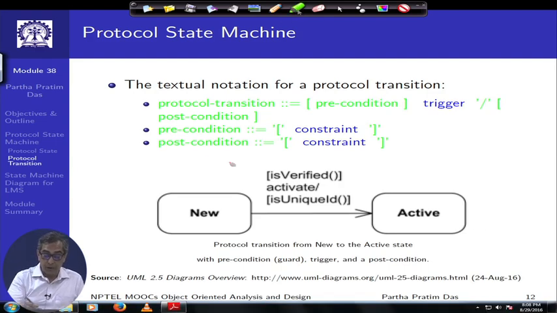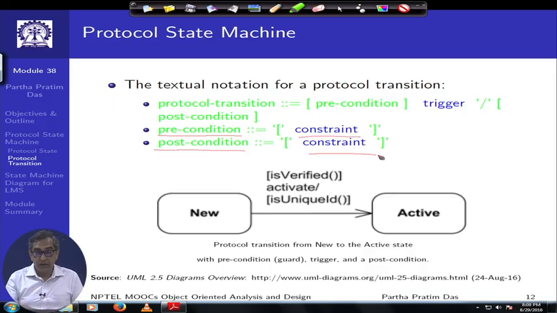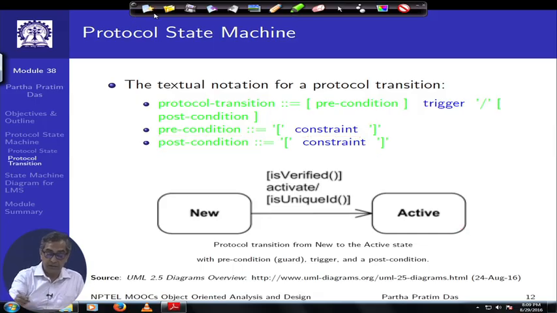Certainly, in terms of the protocol transition, the precondition and the post conditions are usually constraints, that is, they are Boolean conditions which are true or false, telling you whether the precondition is satisfied or not satisfied, or whether the post condition is satisfied or it fails.